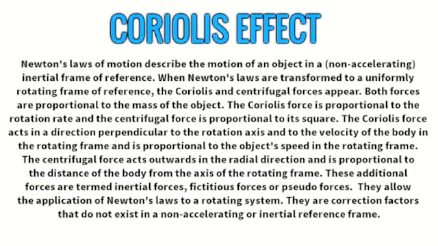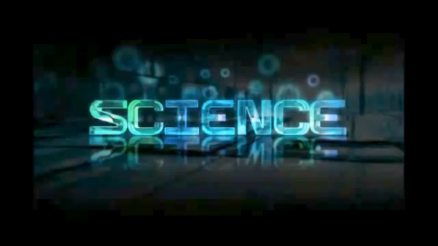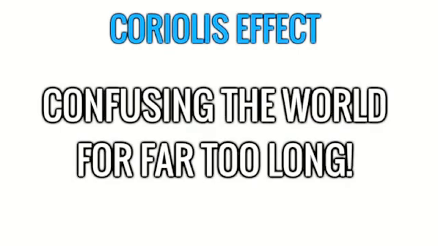So we find out that when Newton's laws are transformed to a uniformly rotating frame of reference, that's when the Coriolis and centrifugal forces begin to appear. Keep reading a little bit further down, and we see these additional forces are termed inertial forces, fictitious forces, or pseudo-forces. Fictitious? What's the definition of that, Google? Fictitious, adjective, created, taken, or assumed for the sake of concealment, not genuine, false. Ladies and gentlemen, may I give to you science and the Coriolis effect, confusing the world for far too long.